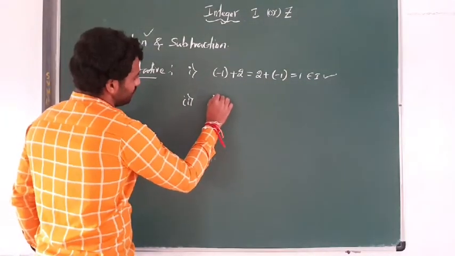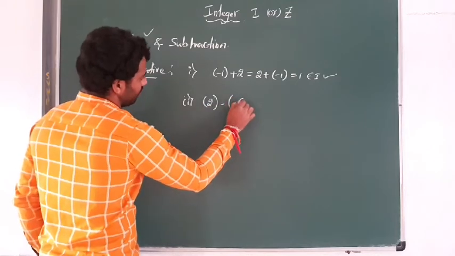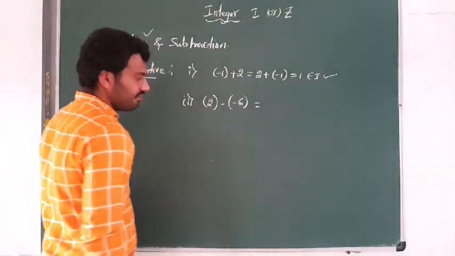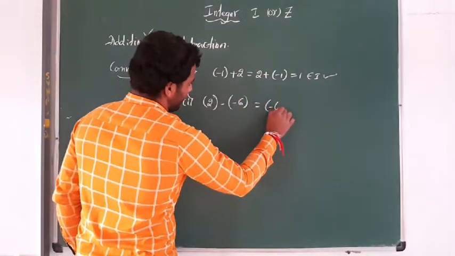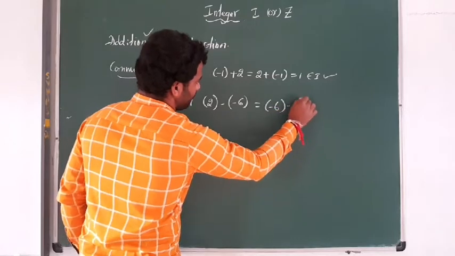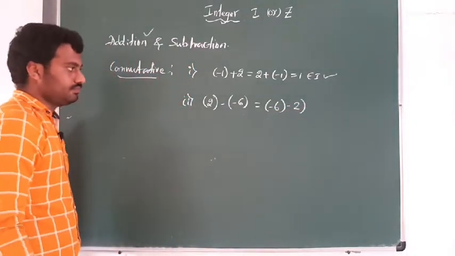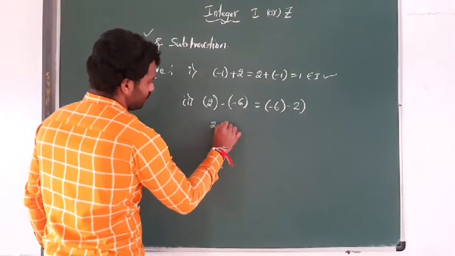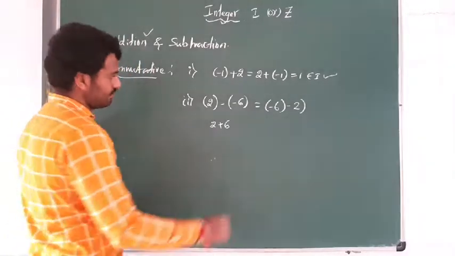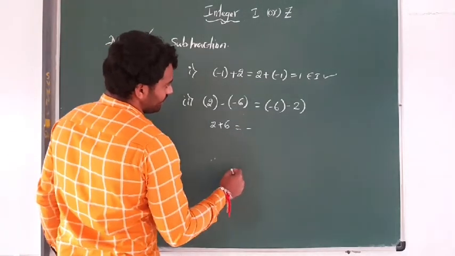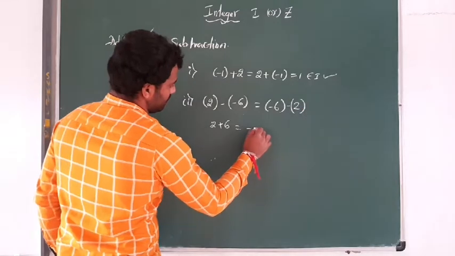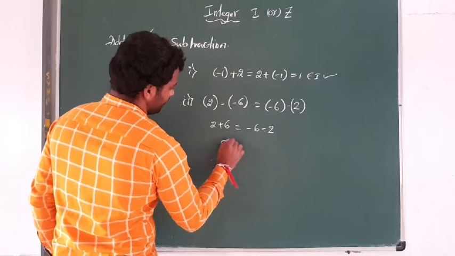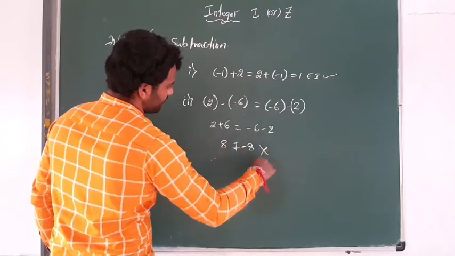First, what I will take? 2 minus of minus 6. Subtraction of minus. Whether it is equal? Minus 6 of minus 2. Is it satisfying? Just see, 2 plus 6, here what we get? 8. Minus 6 minus 2, what do you get? Minus 8. 8 is not equal to minus 8.